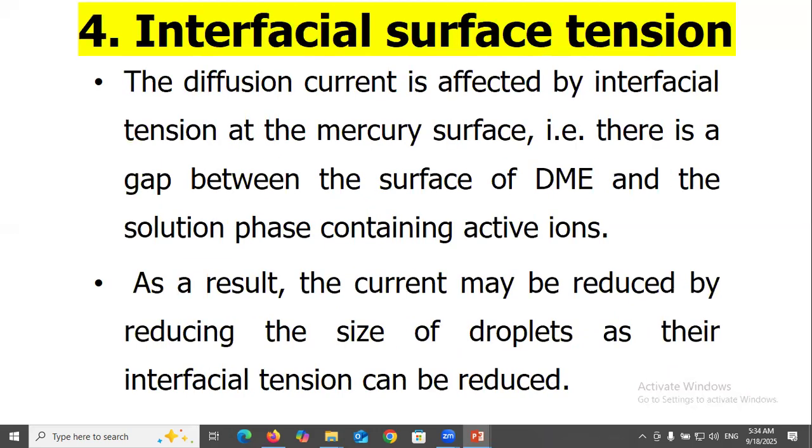Interfacial surface tension. The diffusion current is affected by interfacial tension at the mercury surface, that is, the gap between the surface of the DME and the solution phase containing the active ions. As a result, the current may be reduced by reducing the size of droplets, and their interfacial tension can be reduced.